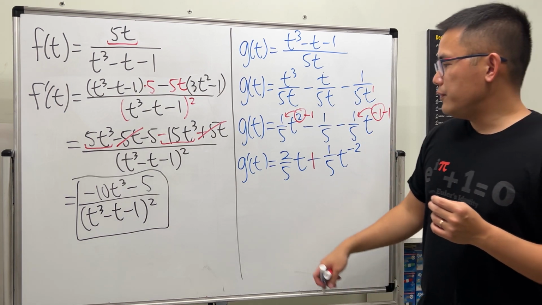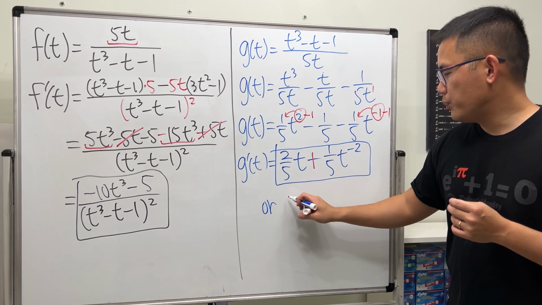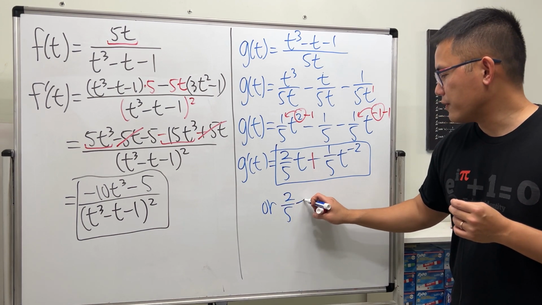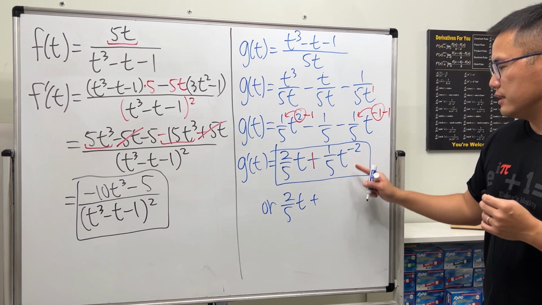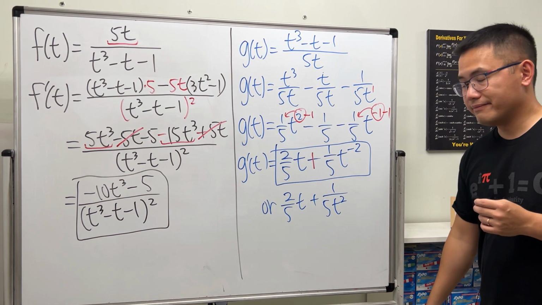That's pretty much it. And if you want to leave the answer like this, that's totally okay. Or if you prefer, you can also write it as 2 over 5t plus, bring this down, 1 over 5t squared. That's it.